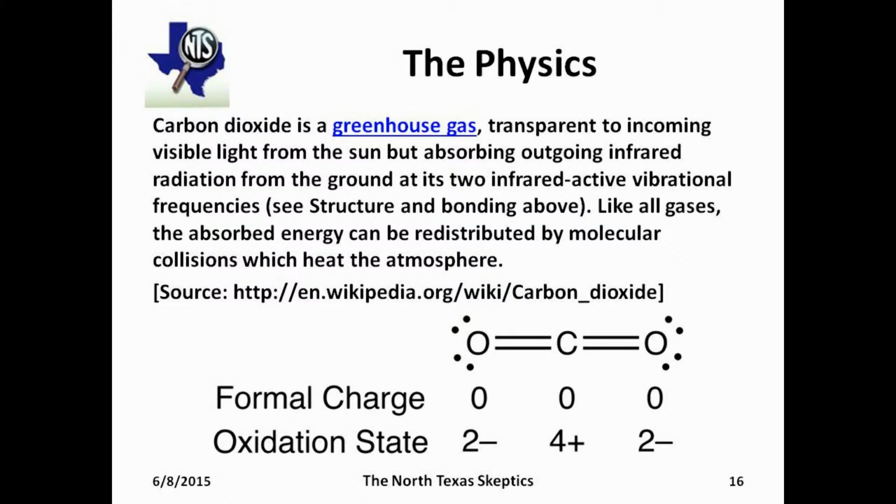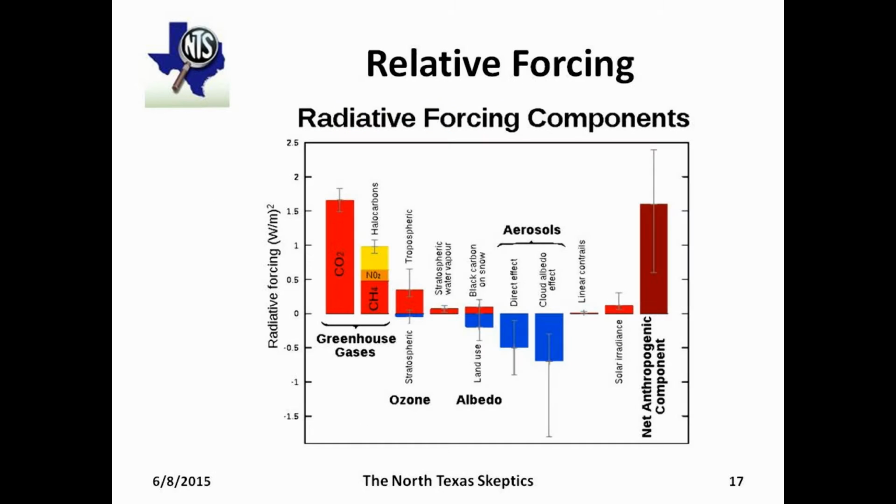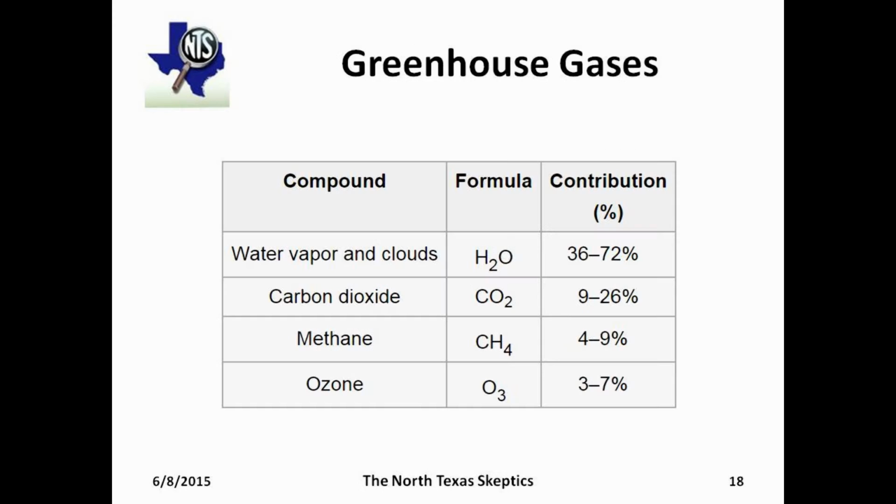Here's the basic physics behind greenhouse gas warming. A greenhouse gas such as carbon dioxide matches the energy of the photons in the infrared spectrum and absorbs them. There's a diagram of the relative forcing of different components. Here's a list of the greenhouse gases. You see water is the most prominent, 30 to 72% of the contribution.